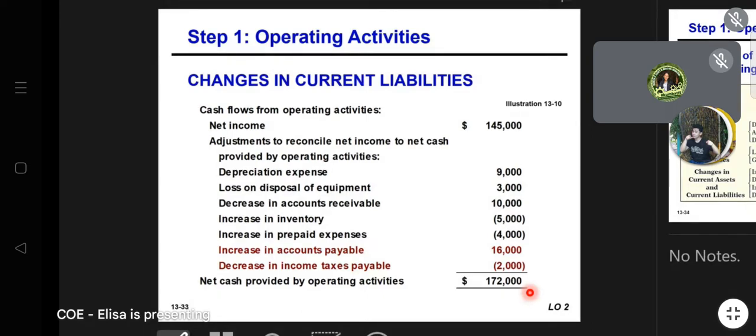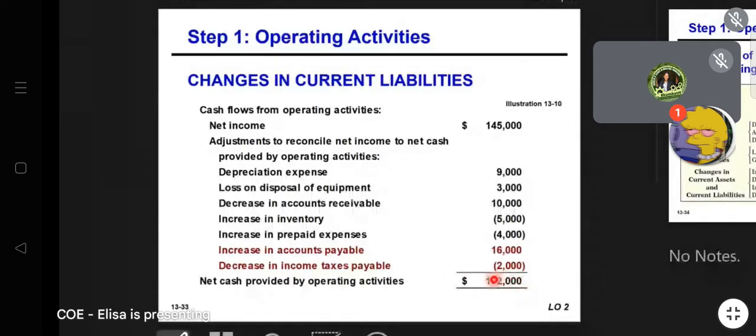While we reported a net income of only 145,000, in reality we were able to generate cash of 172,000 because of these reconciling items. If it were cash basis, of course, we could compute it outright without going through this. But because we are doing the accrual, we need to do this analysis.